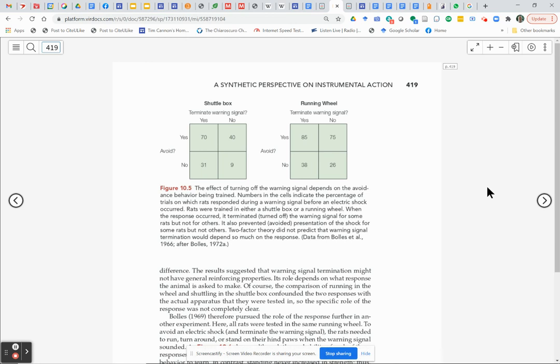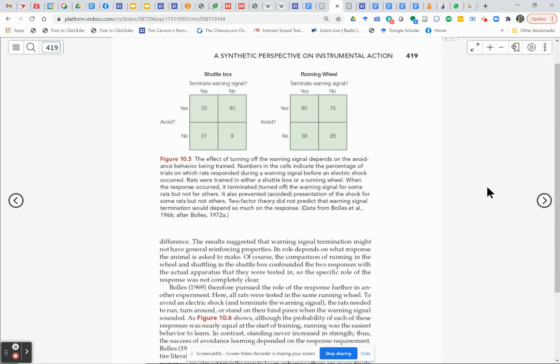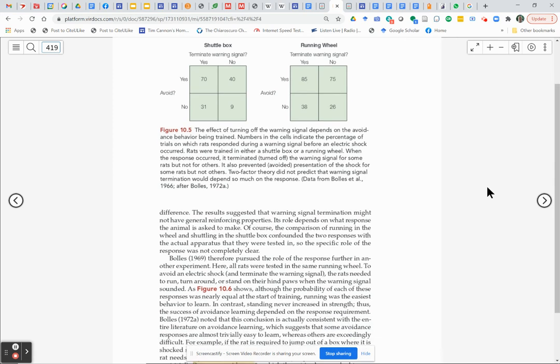But in the running wheel, the pattern is in the ballpark, but oh geez, you get much better behavior out of the animals in the running wheel. It's particularly notable how well they do in the no-signal terminate-warning condition. It's almost as good as when the signal is terminated. And that lower right-hand box that was abysmal for the shuttle box, it's not great with the running wheel, but it's still fairly impressive.